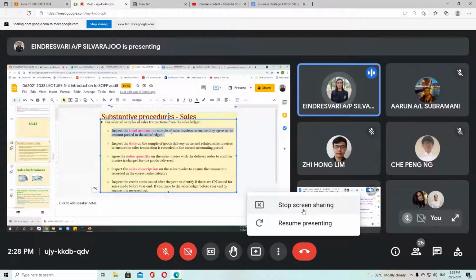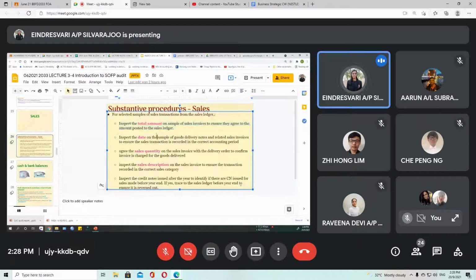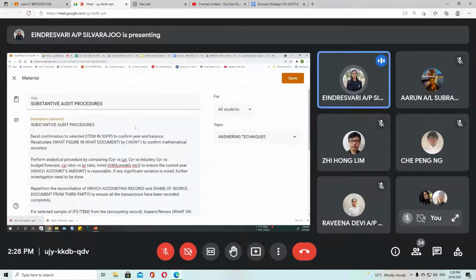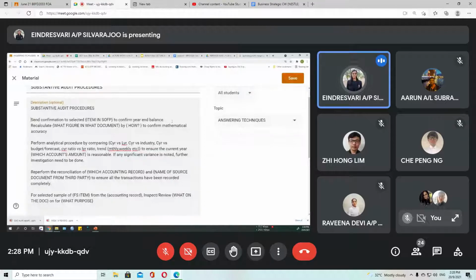So you can inspect the total amount on the sales invoice to ensure they agree to the amount posted in the sales ledger. You can inspect the date on the goods delivery note to ensure recorded in correct accounting period. Note to confirm invoice is charged to goods delivery note. Inspect the sales description on the sales invoice to ensure transaction recorded in correct category. Inspect credit note. You go back to my this one also you can find here. Which is substantive procedure. You cannot send confirmation.